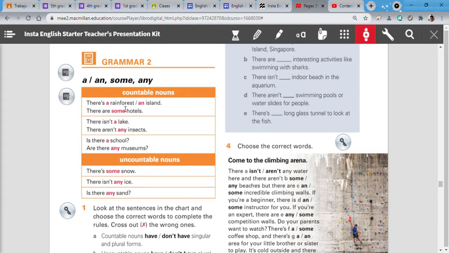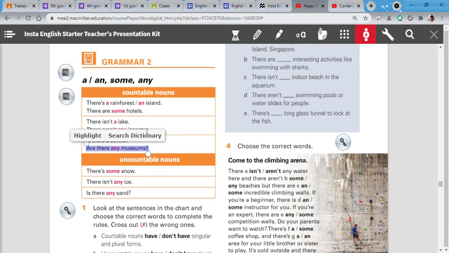No, there is, affirmative in countable nouns. Now, what about the negative form? There isn't a lake. In singular or in plural, there aren't any insects. And let's continue with the question. Now, is there a school, or are there any museums? So listen, in countable nouns, and especially in singular, we use a or an, in affirmative, negative, or questions. Also, we use some with plurals in affirmative, any in plurals with negative, and also any in plurals with questions.